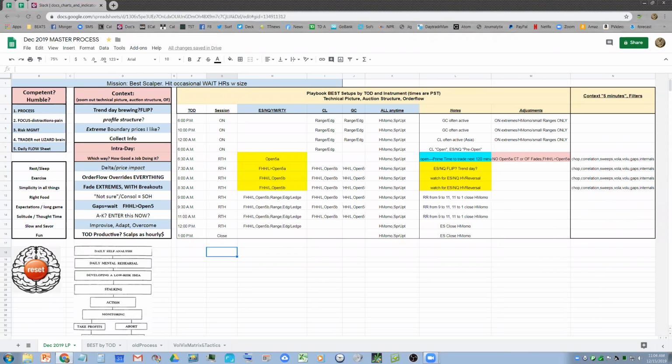MDMA is a good symbol to get to six figures. Hey, the nose spray is coming out, isn't it? Oh, wait, no, that's mushrooms. That's right.